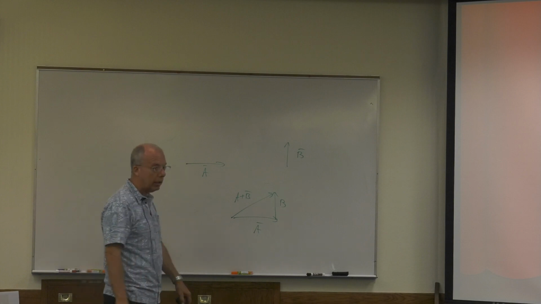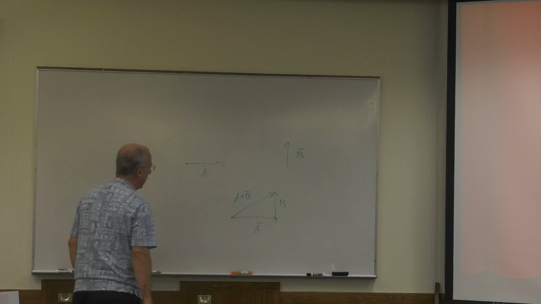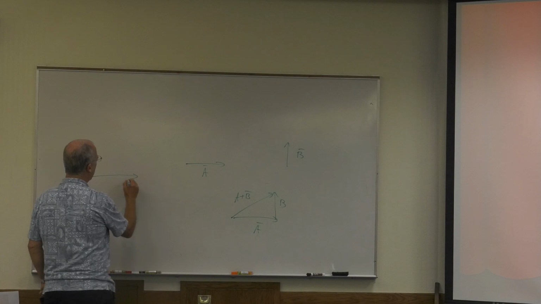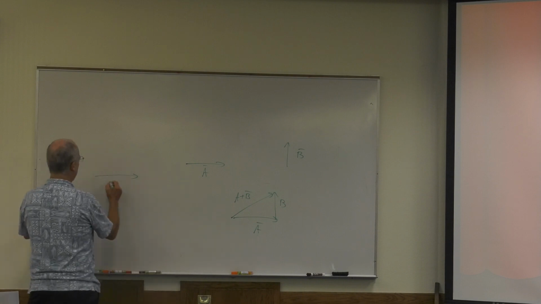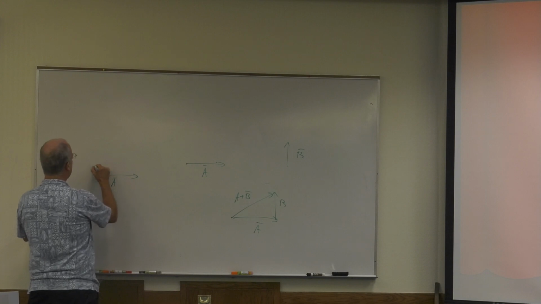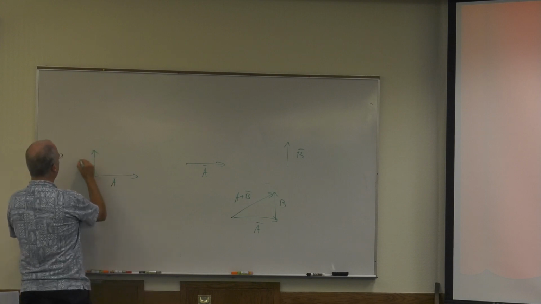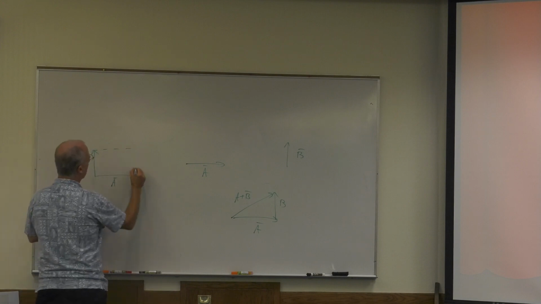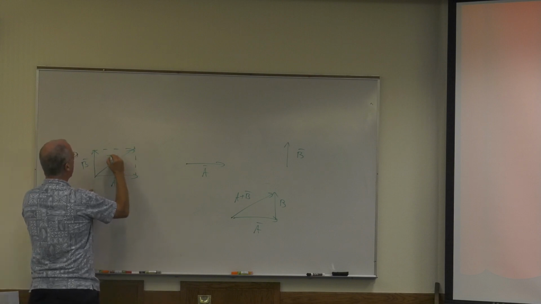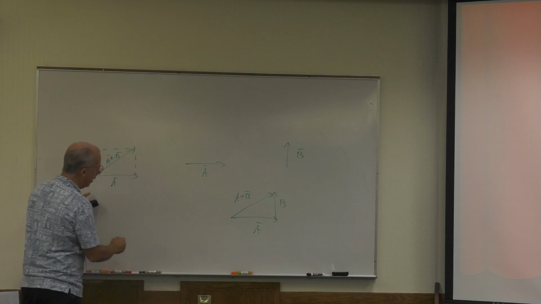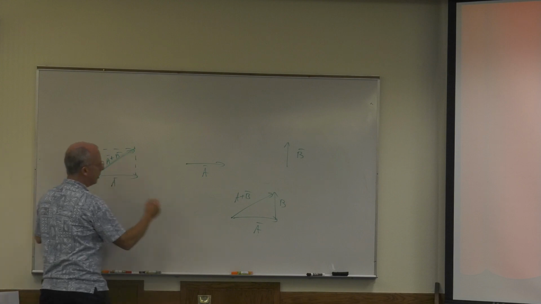It's called the parallelogram method. Instead of putting them head to tail, you put them tail to tail. So there's A, there's B. Then you just make a parallelogram out of it, and you go from here to here. Ta-da! A plus B. And you can see, isn't that exactly the same as that?